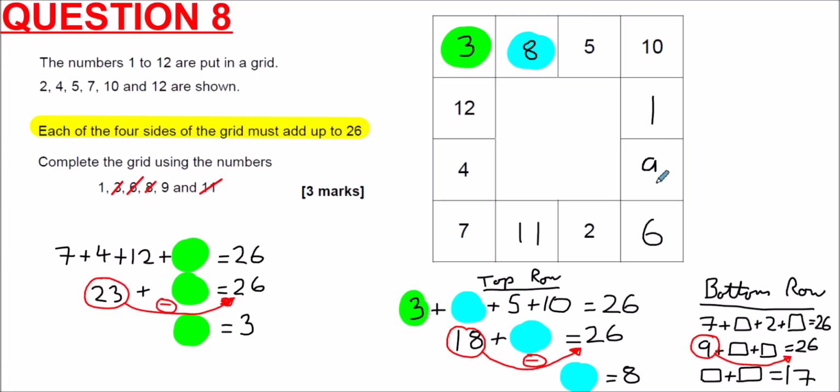So if we just double check this works, 10 plus 1 plus 9 plus 6 is 26, so that works. And along the bottom, 7 plus 11 is 18, plus 2 is 20, plus 6 is 26. And so we've got all the numbers in the right places now, and this puzzle now works. And so question 8 has been completed.